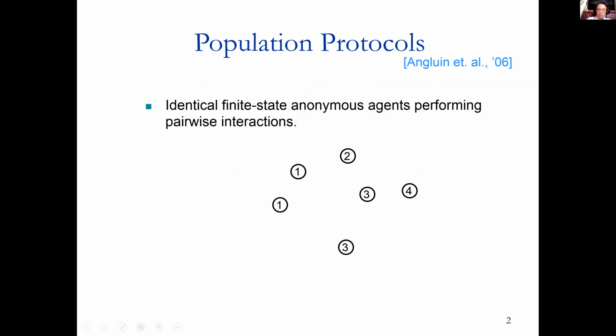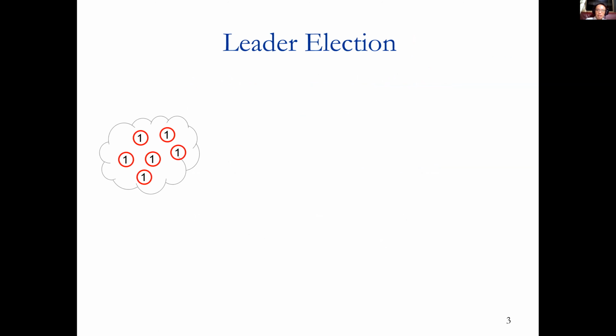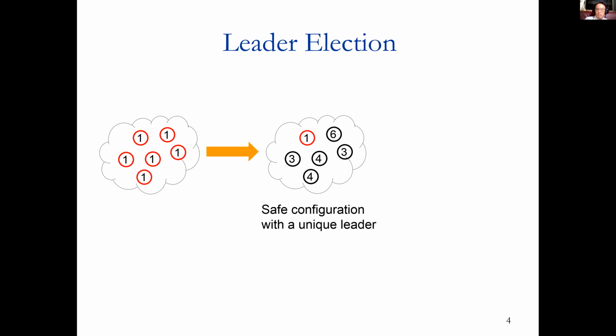Our work focuses on population protocols, in which we have a large number of identical and anonymous agents, and they can only perform pairwise interactions. The problem we are trying to solve is leader election. Given the initial configuration, we want the system to eventually reach a safe configuration with exactly one leader. And then we want the system to keep this unique leader forever, meaning that this particular leader agent should stay in the leader state forever, and no other leader should ever be generated.